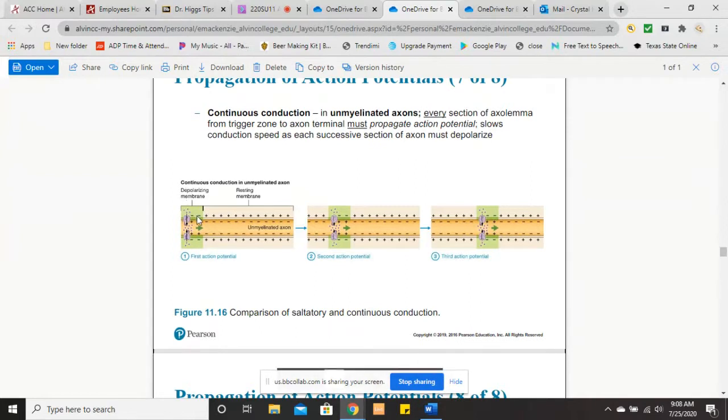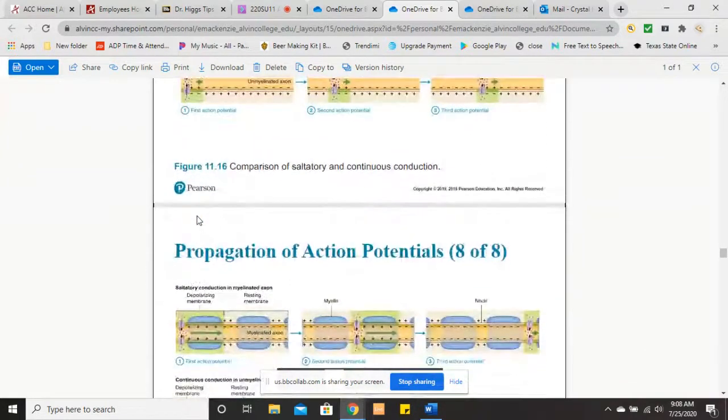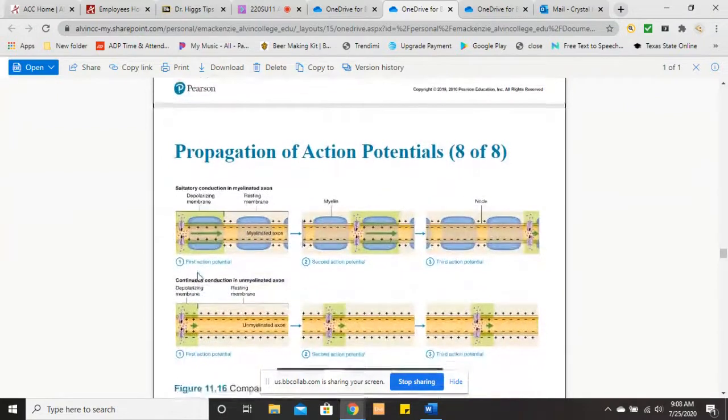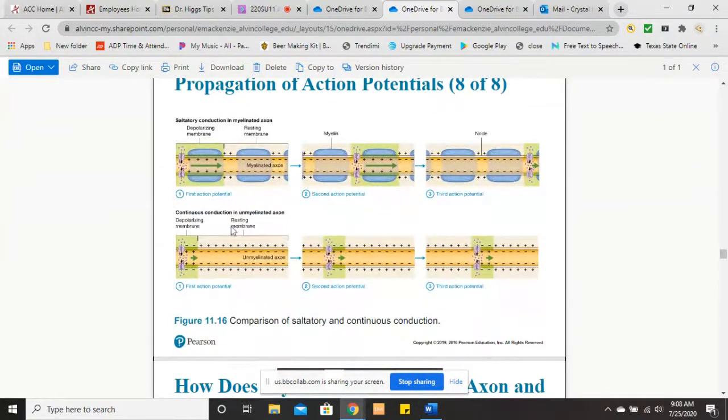Depolarize. Then once one area is done depolarizing, it will have to repolarize and hyperpolarize. Do those steps for every single part of the axon. You cannot skip anything in continuous conduction. But that's going to take a while. If you have to imagine doing all those steps in every single part of the axon, that will slow you down a bit. So there's a faster type of conduction. It's called saltatory conduction.